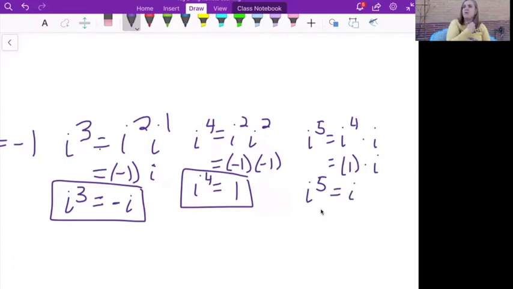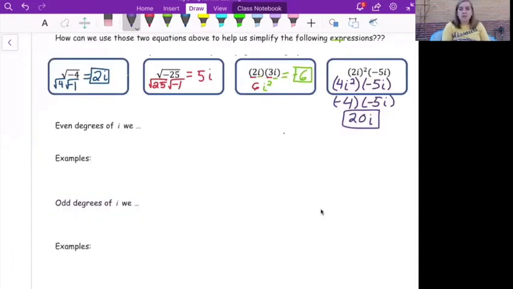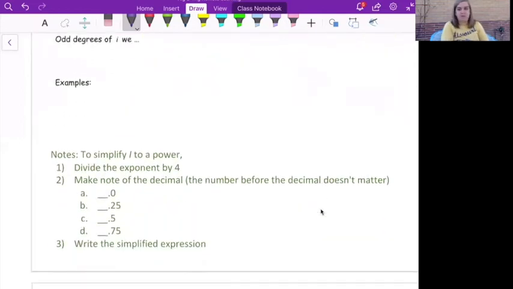Now, there's a few things that we could do with this. Okay, so what I actually want you guys to do is to go ahead and write these notes down. So if you need some time to write these down, you can pause it here.